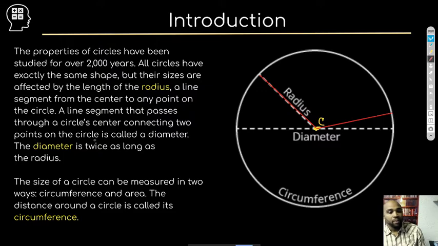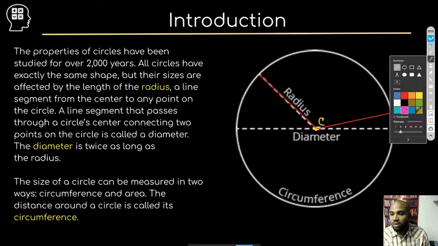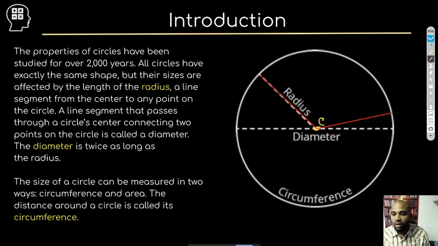A line segment that passes through a circle's center connecting two points on the circle is called a diameter. So this piece, let's do it in a different color. Right here going through the center and touching the two ends, we call that the diameter. The diameter is twice as long as the radius, as you can visually see there, because if the radius is halfway, the diameter is twice as long.